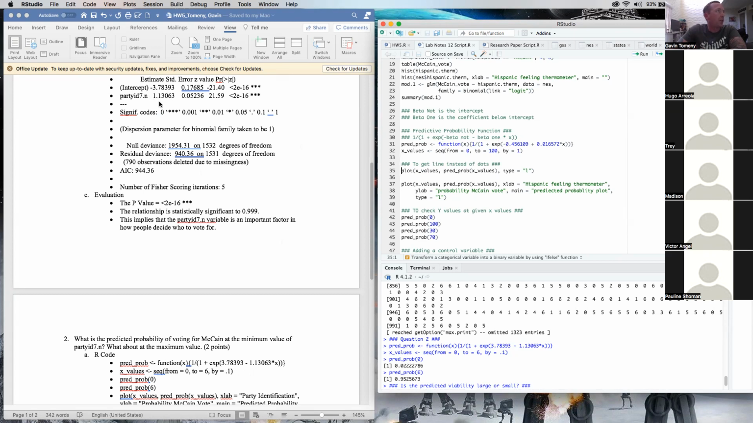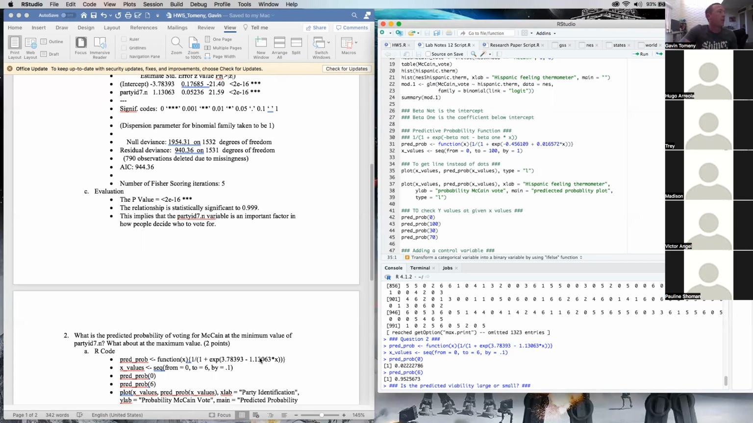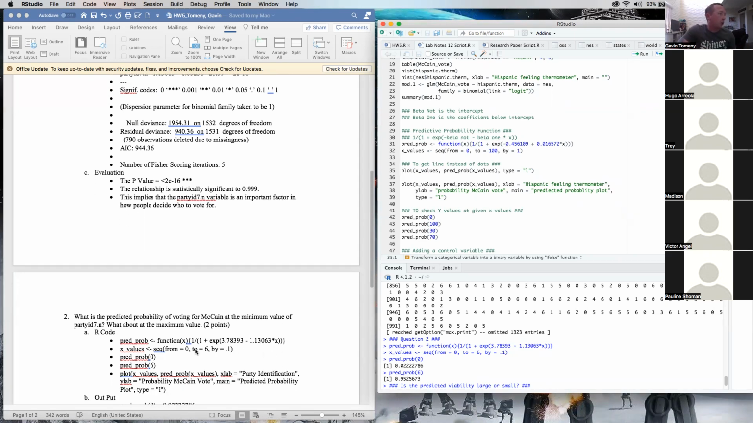So minus this 1.13036 times x, and then a whole bunch of closed parentheses. And then he told us that our x values for our sequence, so this example in the lab notes 12, was a Hispanic term. So you have 0 to 100. So he had a sequence of 0 to 100 by units of 1.